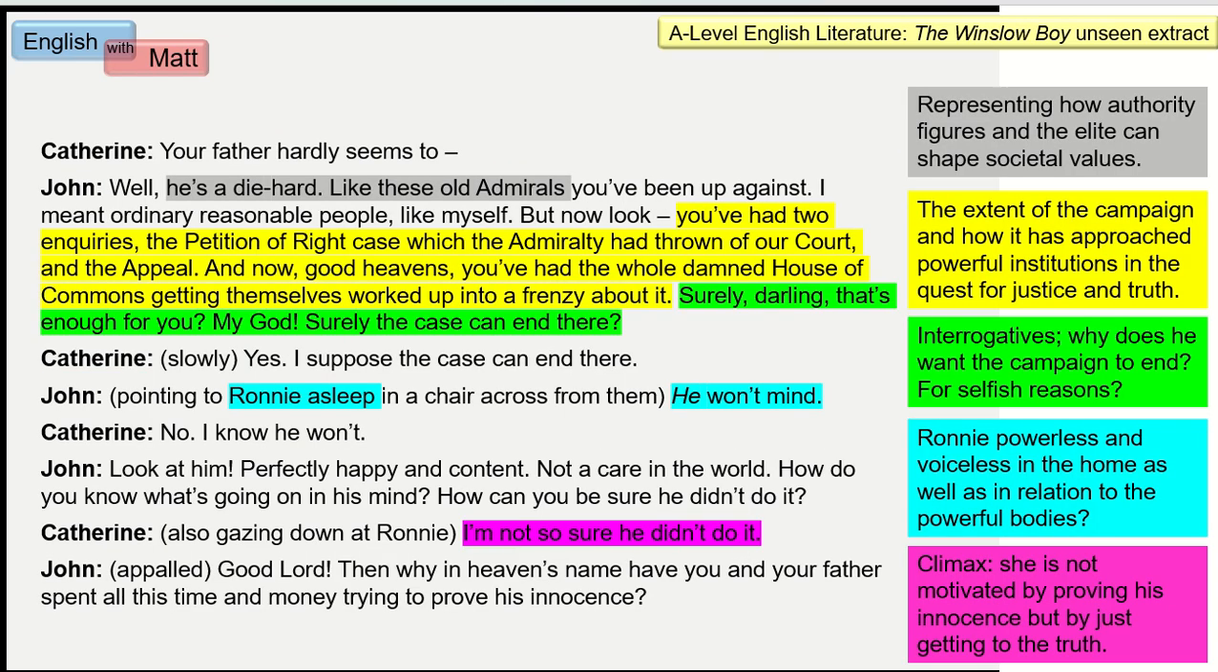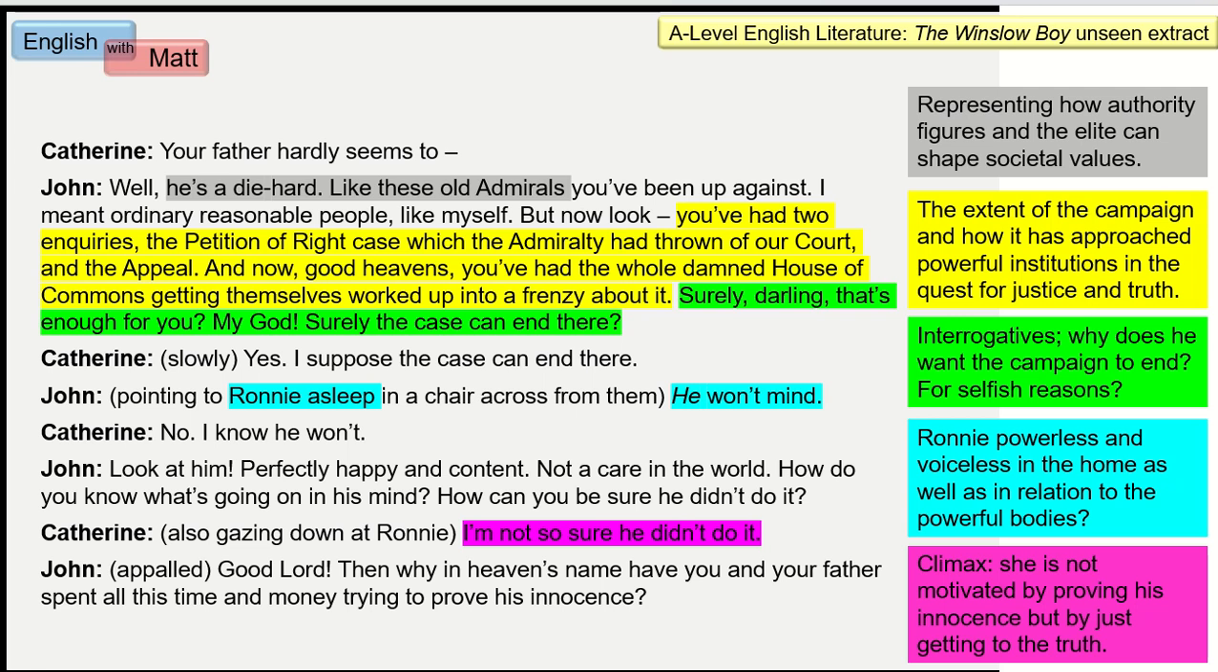Moving on to the next section, we get reference in grey here to John's father being a diehard and other figures of rank, such as admirals, who represent the authority figures of this extract and the elite, who perhaps because of their experience and because of the length of service and their title are able to shape societal values relatively easily. In yellow here, this section, and again, I wouldn't expect students to copy all of this out in an exam because it would be too much.